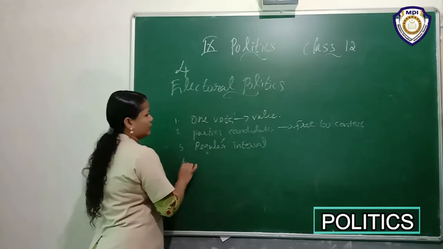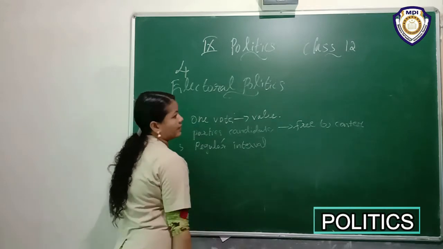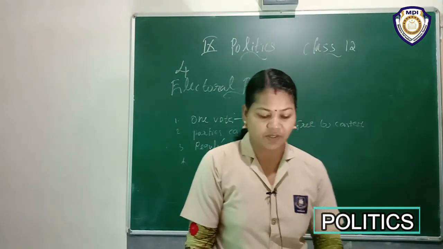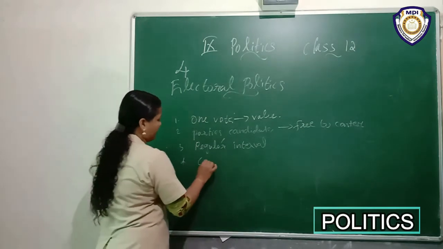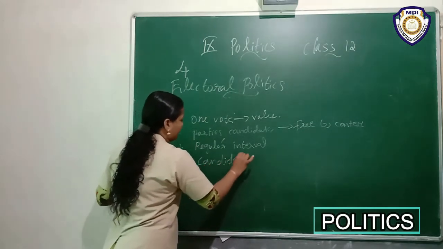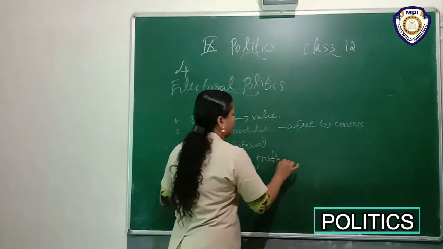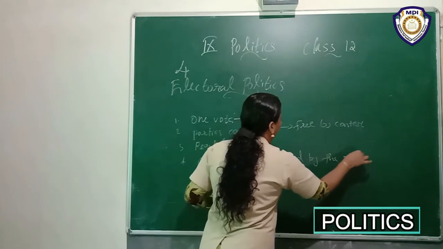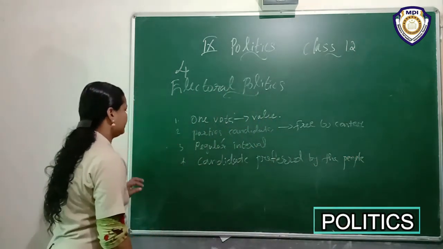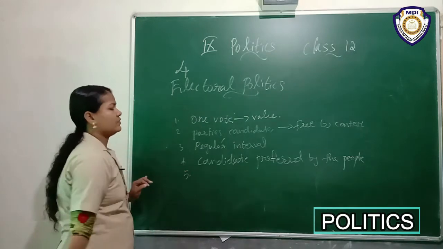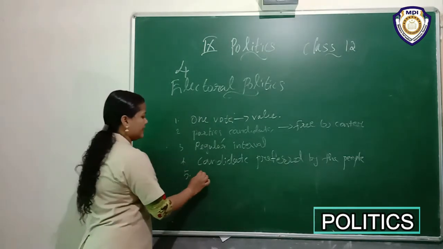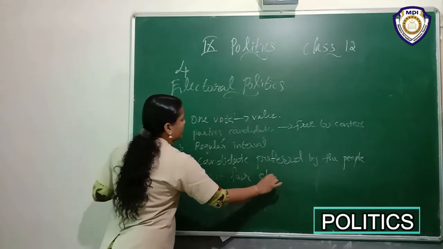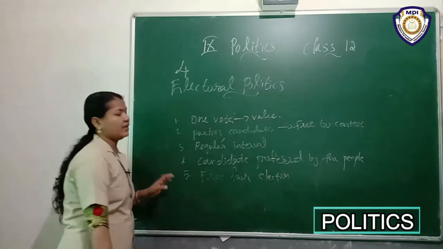Then the fourth one, candidate. Okay. The candidate preferred by the people should get elected. Candidate preferred by the people. It is the fourth one. Then the fifth one. What is the fifth point? That is the important one: free and fair elections. It is another speciality. Here, free and fair elections.